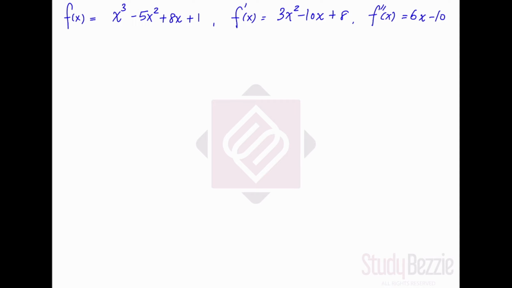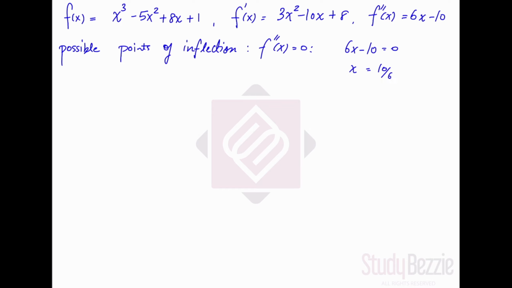Okay, so now the possible points of inflection, or the endpoints of the concavity analysis interval, will be given by finding the points where this is 0. So when you set up 6x minus 10 equals 0, you get x equals 10 over 6, or in simple words, 5 over 3. Okay, so now this is the point where there could be a possible inflection. So we'll try to test what f double prime of x is doing around this location.